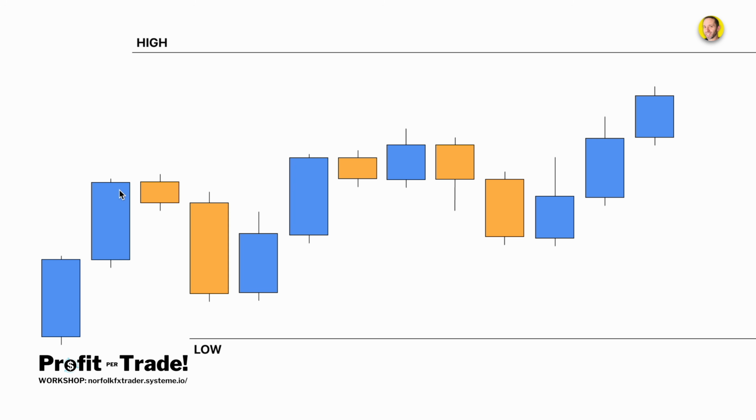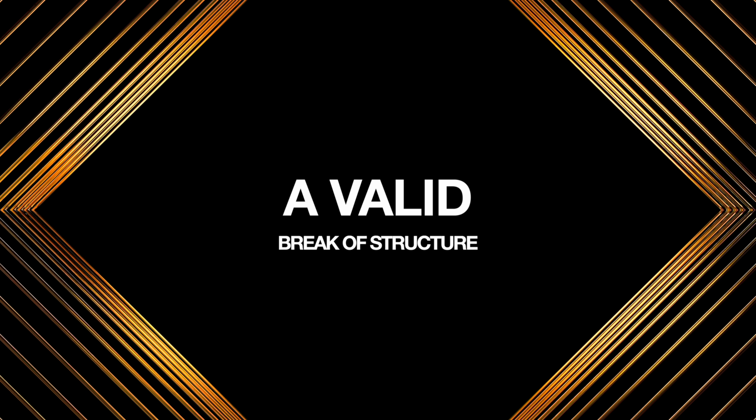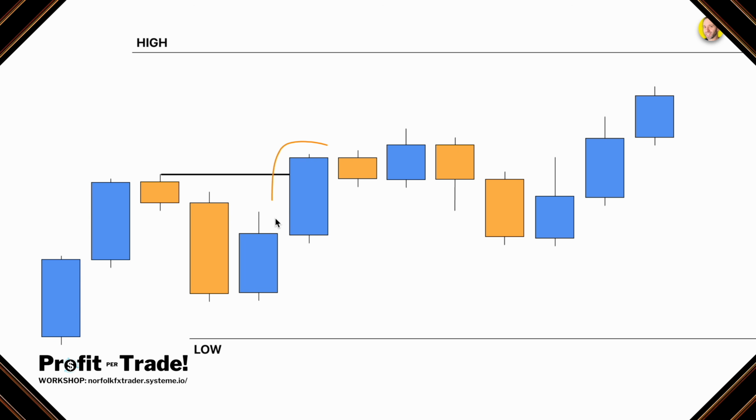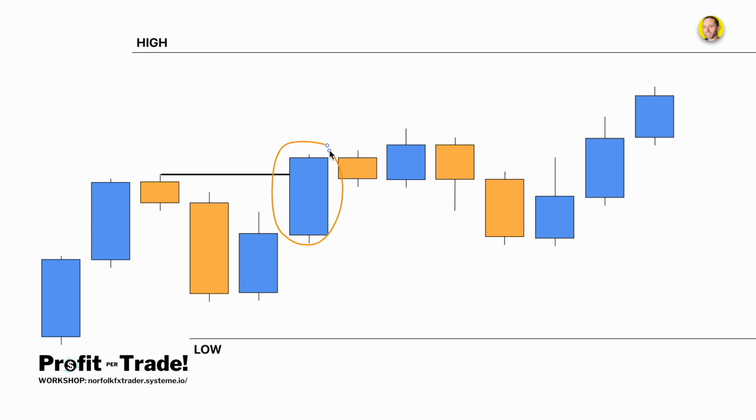So when we see this move to the upside and a pullback, we create a lower high to the left, a lower high to the right. We create that pivot high. So we can mark a level across here, creating a potential level to be broken. So this becomes a valid break of structure when we see the close of this bullish candle.